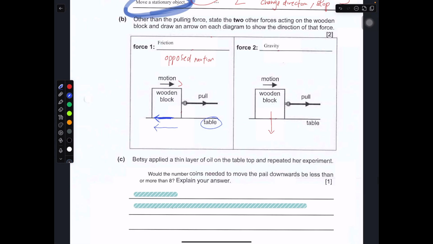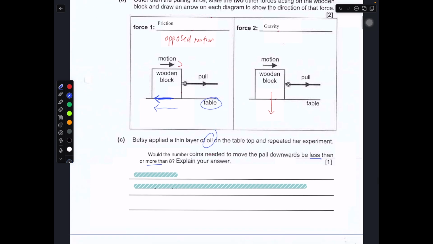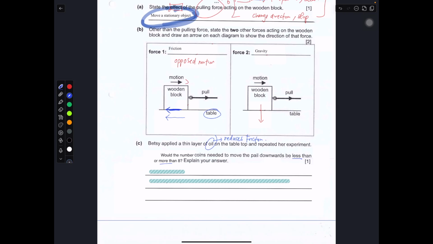Betsy applies a thin layer of oil on the tabletop and repeats the whole experiment. Would the number of coins needed to move the pail downward be less or more? It will not be the same. The main idea of oil is that it reduces friction. In this case, it will require less, because now there's less friction, it's easier to pull them.